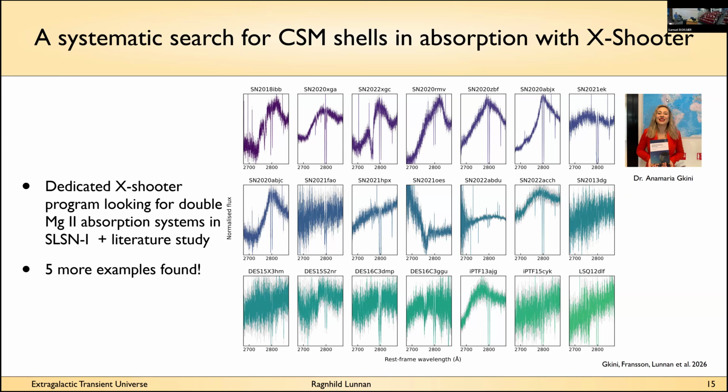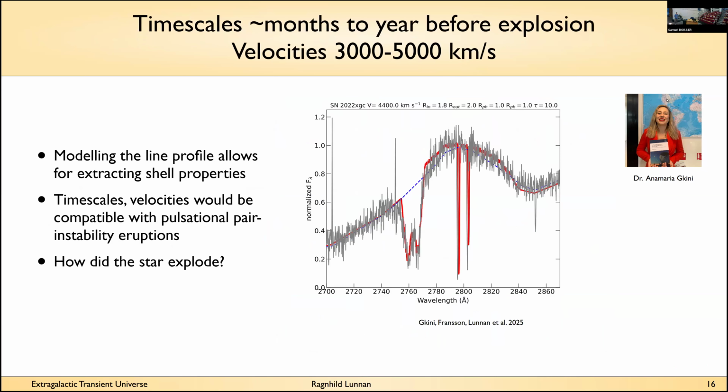And then we also went through basically all of the Xshooter spectra of superluminous supernovae in the literature we could find with sufficient signal to noise. And we were able to find a total of 5 more examples. So, this is not super common, but it's definitely not unique. Like a significant fraction, a few tenths of a percent of type 1 superluminous supernovae seem to have this.